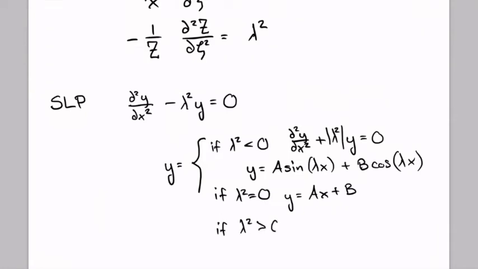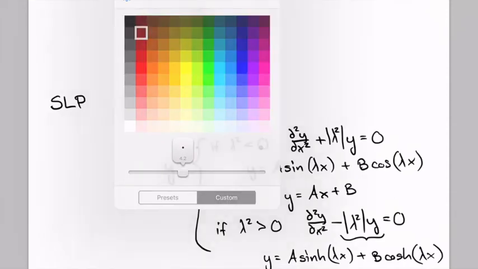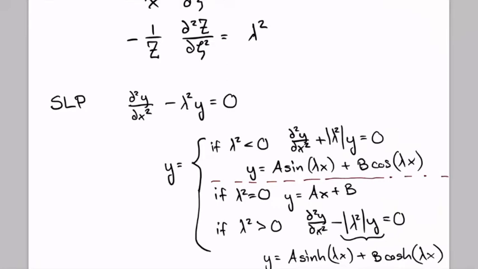And the other situation is if lambda squared is greater than 0. And in that case, to be clear, we'll use the absolute value of lambda squared. This term here is preceded by a negative sign, and so in that case, the solution to the equation is a combination of sinh and cosh, which could also be written as exponentials. So those are the three cases, and I'll put a dotted line between them. And so this case and this case are really the only ones that we're going to be using to solve our problems, because they're the only ones that give us a physically meaningful solution.